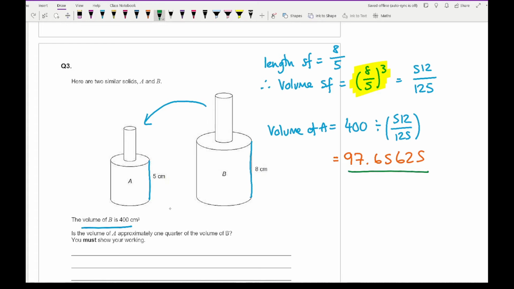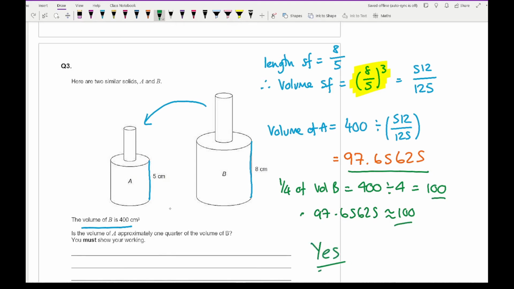So then it then says, is the volume of A approximately 1/4 of the volume of B? Now 1/4 of the volume of B is going to be 400 divided by 4, which is 100. And here, as 97.65625 is approximately 100, the answer is going to be yes.